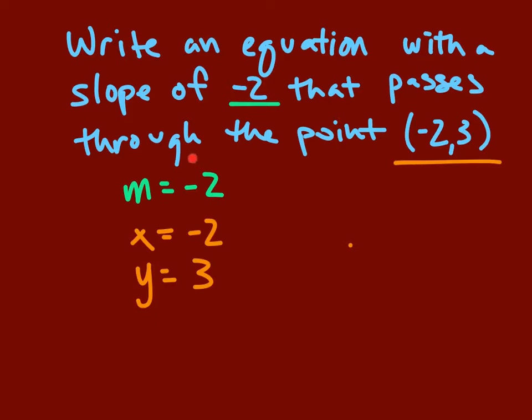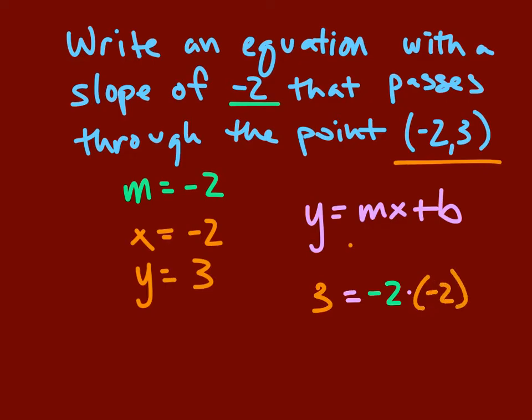And slope is m, and whenever you have a point, this first value is always my x value. This second value is always my y value. So what I can then do, using the equation y equals mx plus b, I can substitute -2 in for m, -2 in for x, and 3 for y. And so let me do that. So I've got 3 is equal to -2 times, what do I got for x? -2, and then plus b.